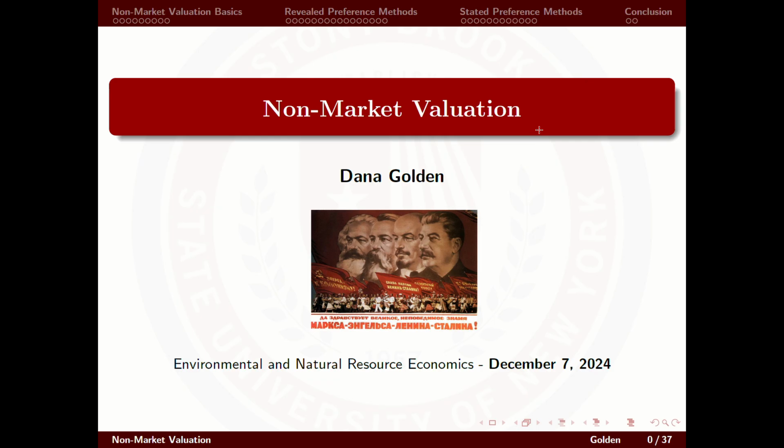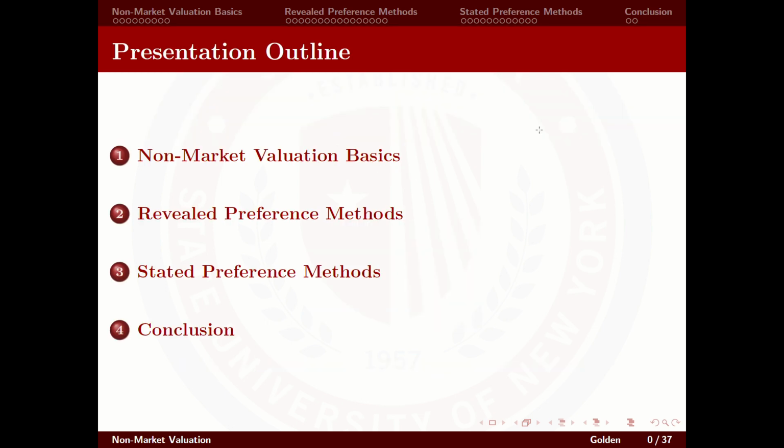Welcome back. Last time we talked about cost-benefit analysis, and we discussed how to think about the costs and benefits associated with environmental action. Today, we're going to continue that with non-market valuation. This is the toolkit for cost-benefit analysis in environmental economics because most things don't have markets.